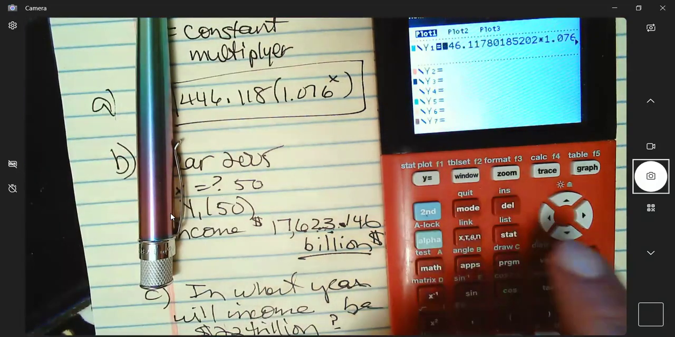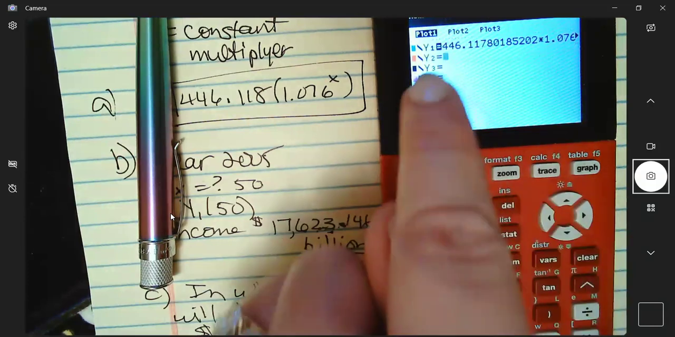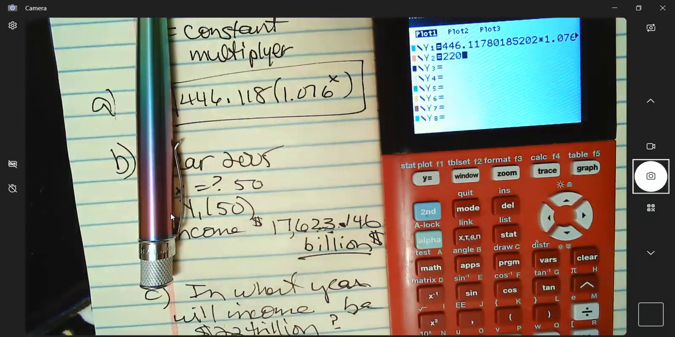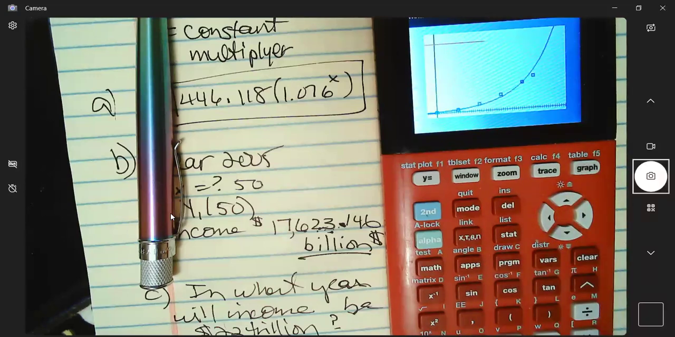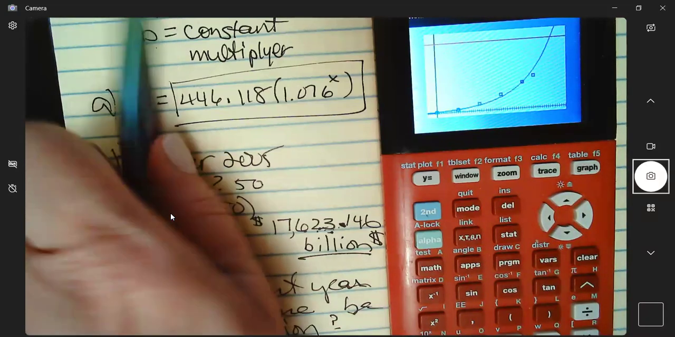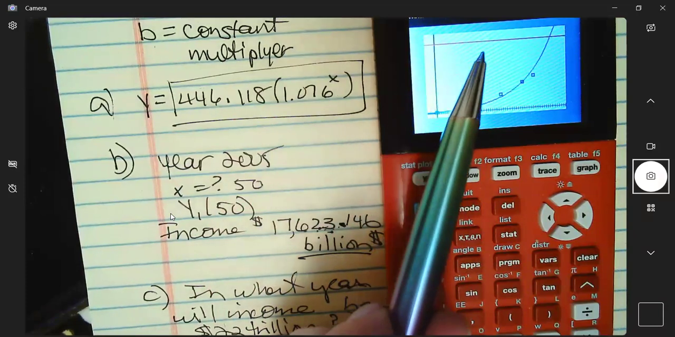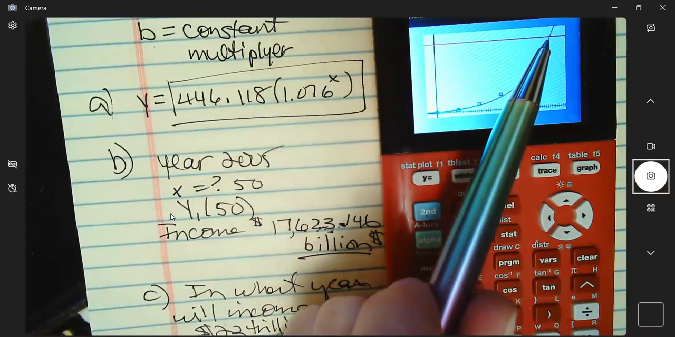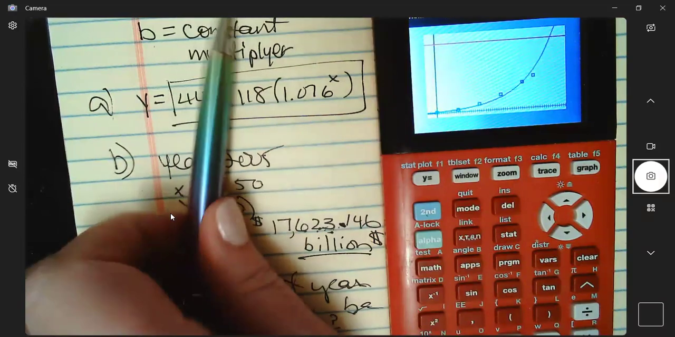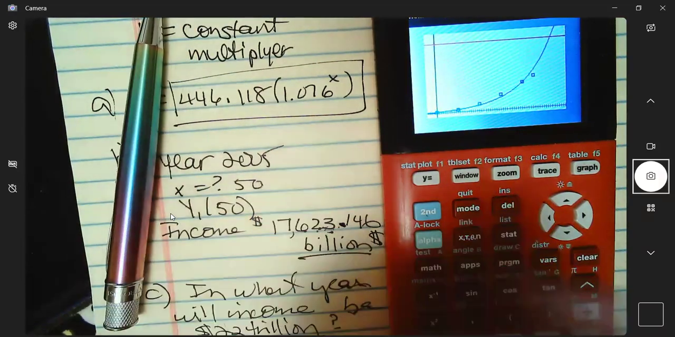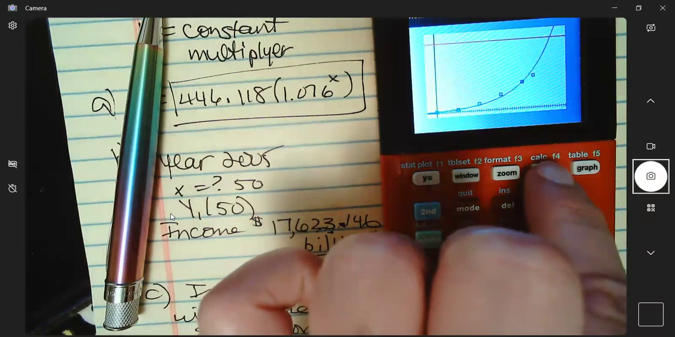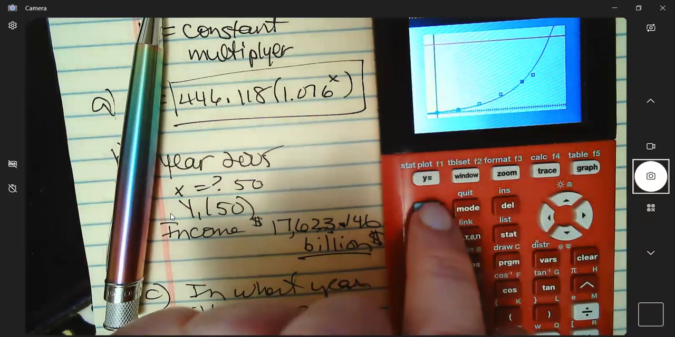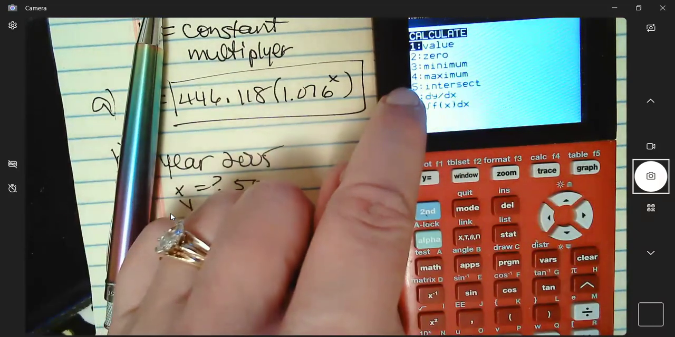So to draw a horizontal line, I need a second function. I'm just going to write y equals 22,000. That'll just be a constant, which is a horizontal line. But there goes that line. Every point on that line has a y value of 22,000. So the point on the blue curve that is also on the red curve will also have a y value of 22,000. So I'm going to use the calculation list over trace to find my intersect.